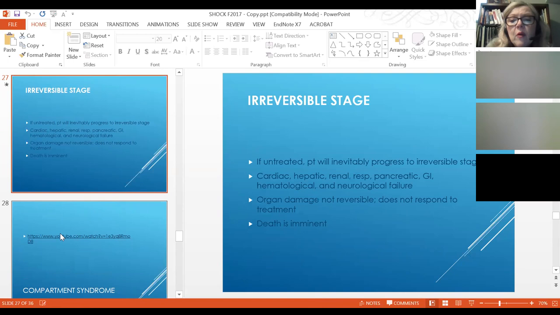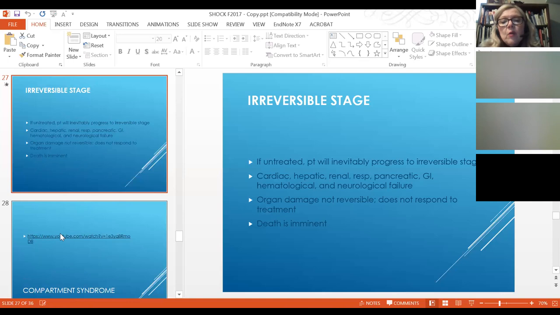Irreversible continues on. If the patient is untreated, they inevitably progress to irreversible shock, end-stage shock. You'll hear that when things are irreversible, we refer to that as intractable. So you may even hear the term intractable shock. We can't change it. It's just going to carry on no matter what the interventions are.